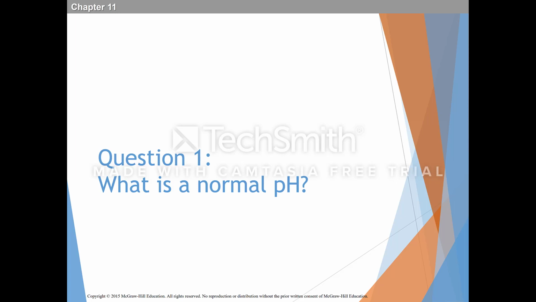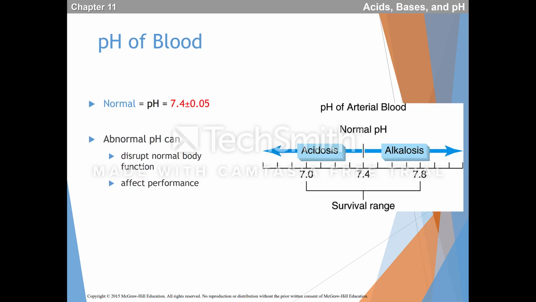The first question that we'll be answering today is, what is a normal pH? Normal pH is considered to be around 7.4, and you'll notice if you look right here, we have 7.4, and then we have this little plus or minus symbol, and then 0.05 after it. So what that means is that there's actually a small range where we can still have pH slightly above or slightly below that 7.4 value, and it's still considered okay. So normal pH range isn't exactly 7.4, it's really more like 7.35 to 7.45.